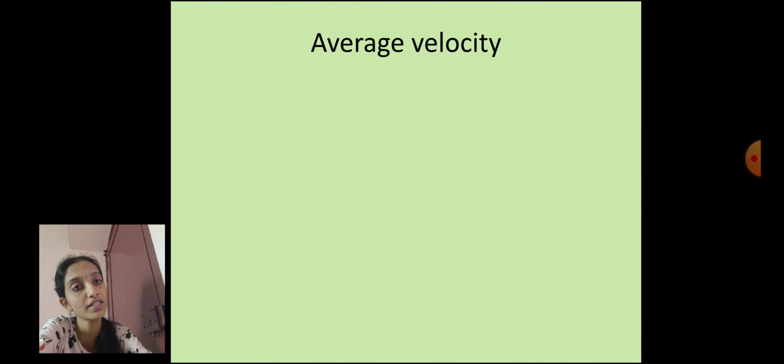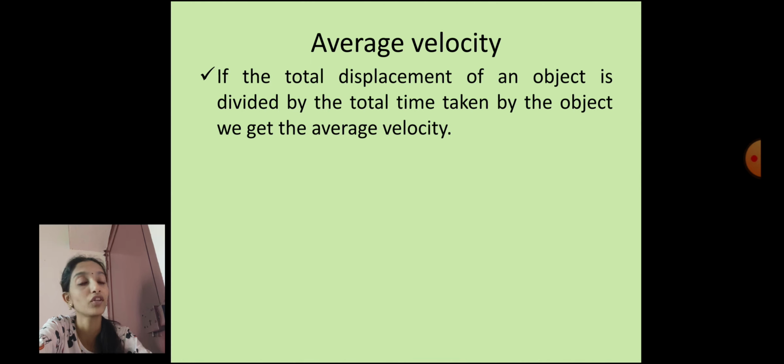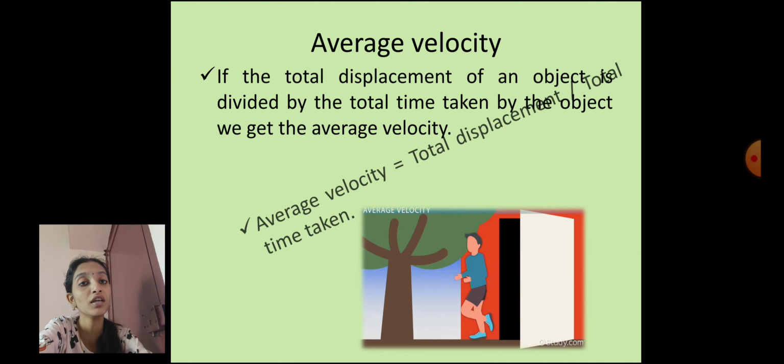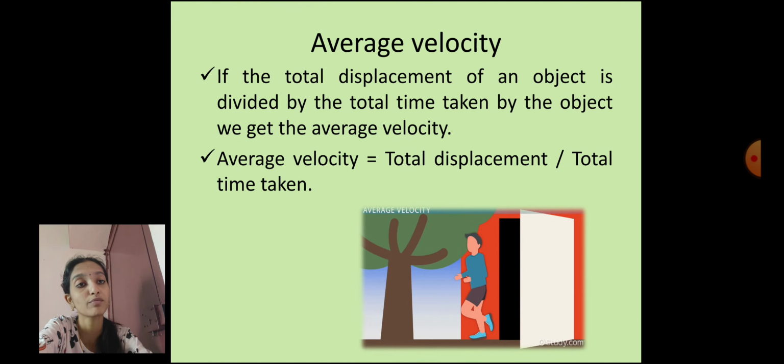Then the next one is the average velocity. If the total displacement of an object is divided by the total time taken by the object, we get the average velocity. So average velocity is total displacement divided by total time taken. Average speed is total distance divided by total time taken. So these are the distance, displacement, speed and velocity.